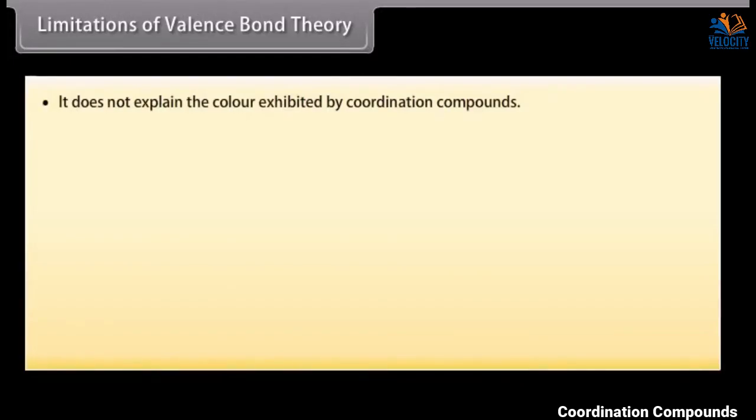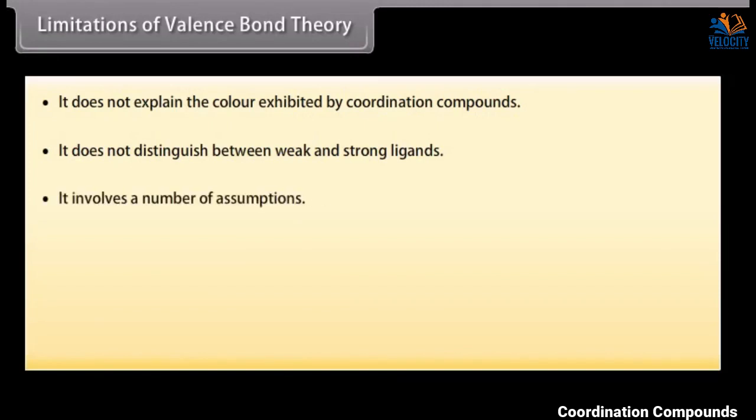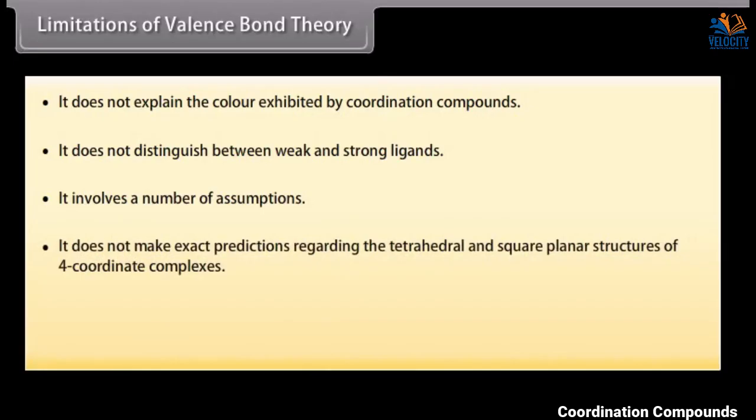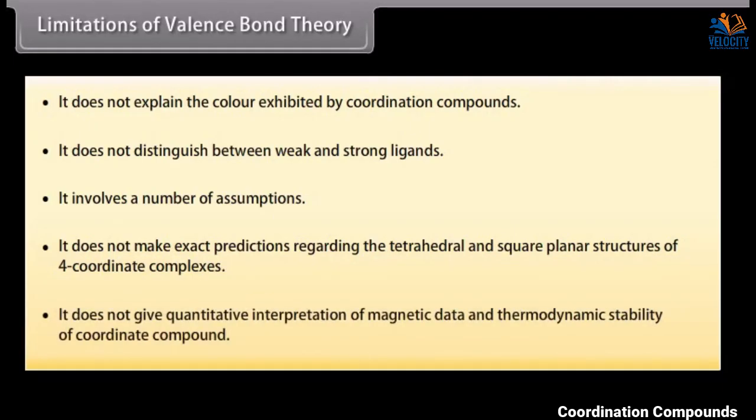Limitations of valence bond theory. The main limitations of valence bond theory are the following. It does not explain the color exhibited by coordination compounds. It does not distinguish between weak and strong ligands. It involves a number of assumptions. It does not make exact predictions regarding the tetrahedral and square planar structures of 4-coordinate complexes. It does not give quantitative interpretation of magnetic data and thermodynamic stability of coordination compounds.